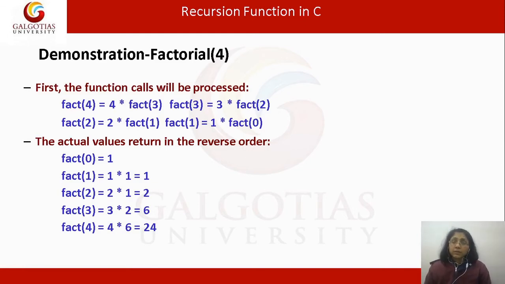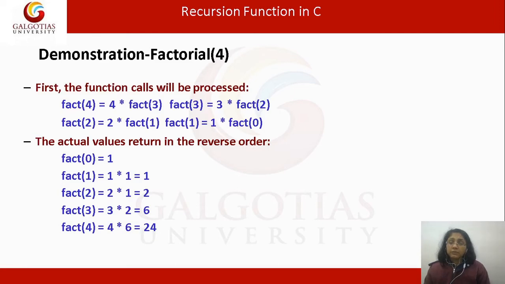Now for computing factorial 3, again you require factorial 2. Similarly, for factorial 2, again you require 2 into factorial 1. Again for factorial 1, you require 1 into factorial 0. Now if I consider factorial 0 is 1, then the value will be returned in reverse order. Once you get factorial 0 equal to 1, that value will be used for computing factorial 1, that is 1 into 1.